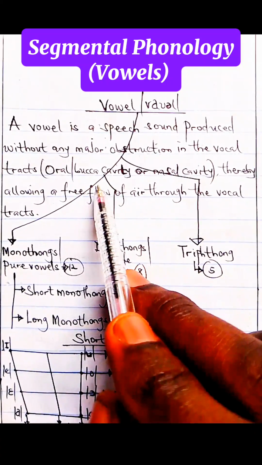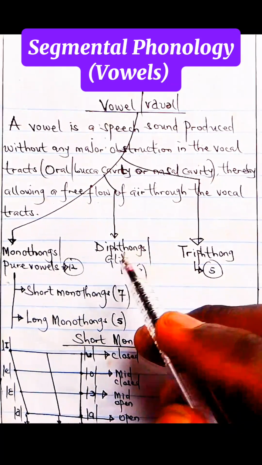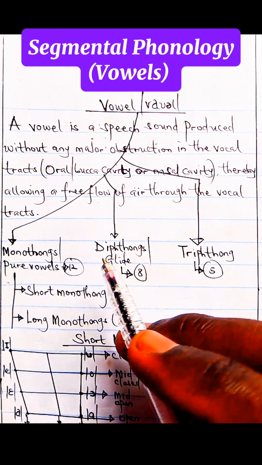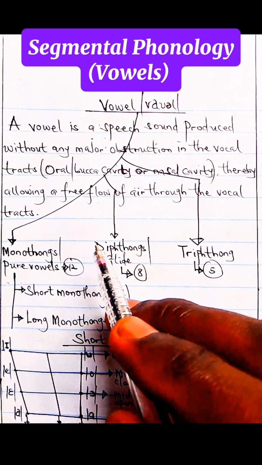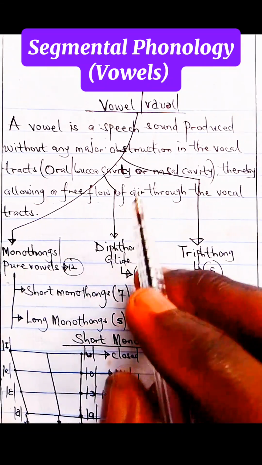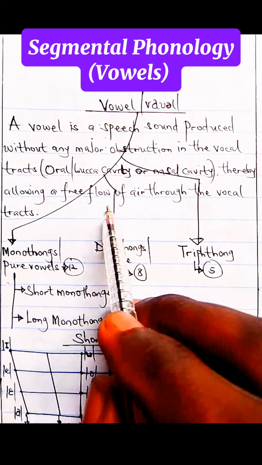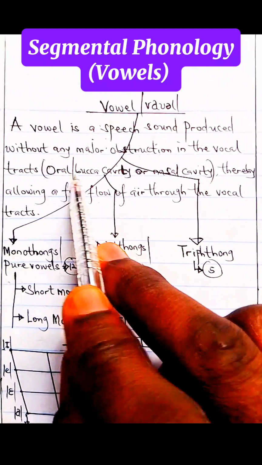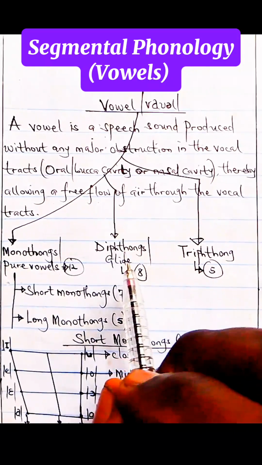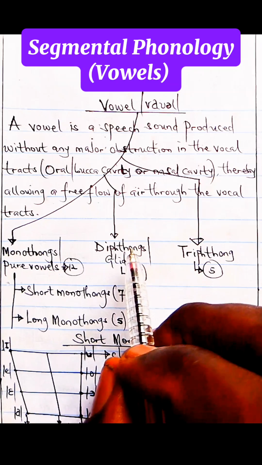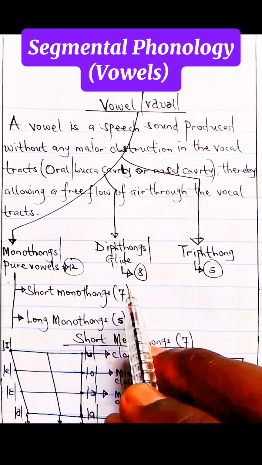So a vowel is a speech sound where each time it's produced, there is no interruption in the vocal tract. That is, there will be a free flow of air through either the oral cavity or the nasal cavity. If you look at most of the vowels we have, each time you pronounce them, there is no obstruction to the flow of air. So today, let's see the types of vowels that we have.